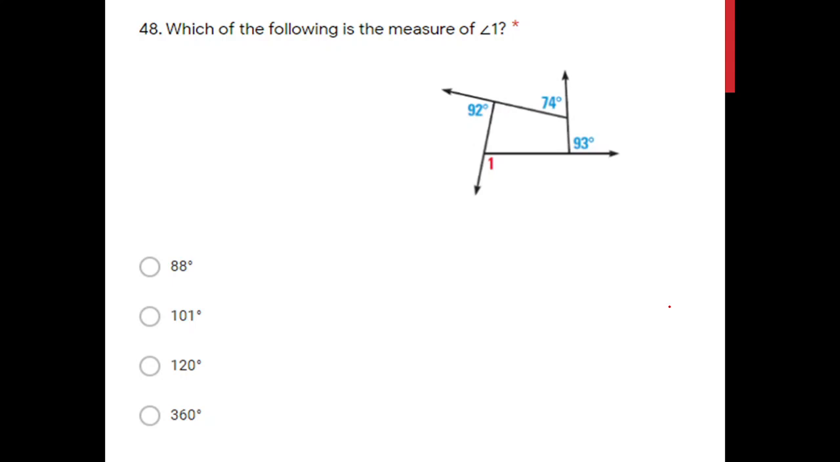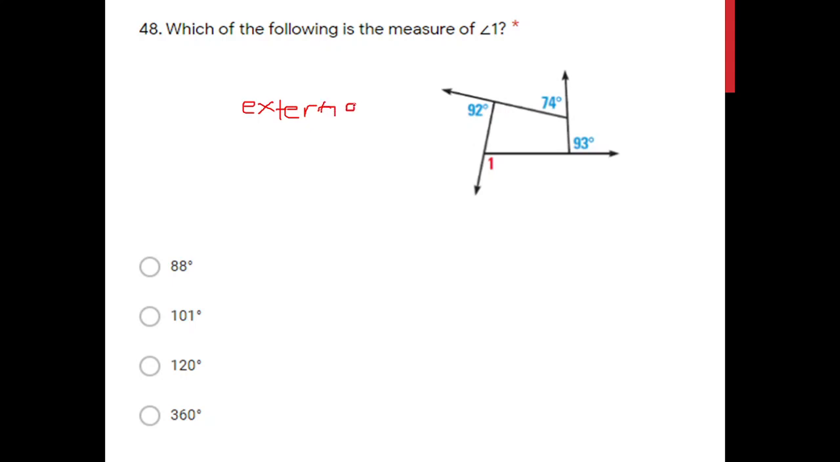Next, number 48. Which of the following is the measure of angle 1? So angle 1 is here, right? Now, notice that all the angles are outside this four-sided polygon. Okay? Now, these are called external angles.